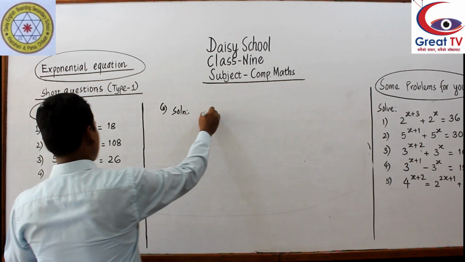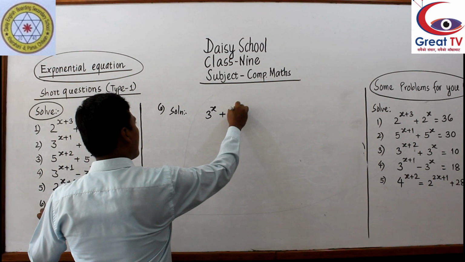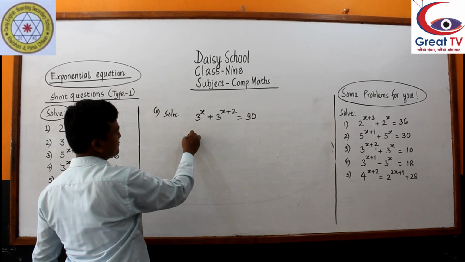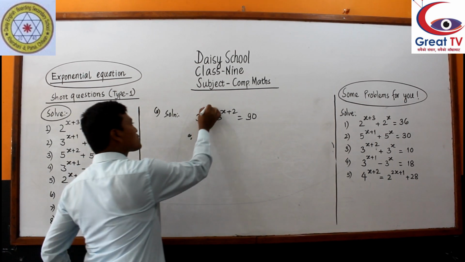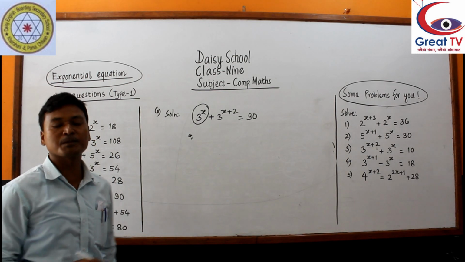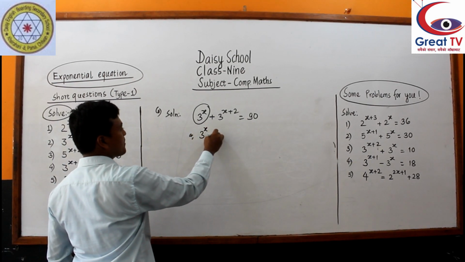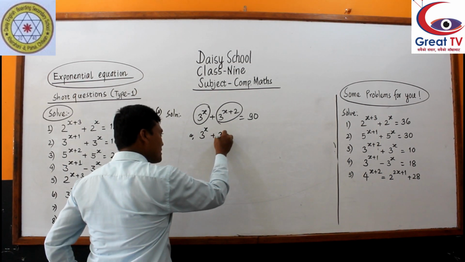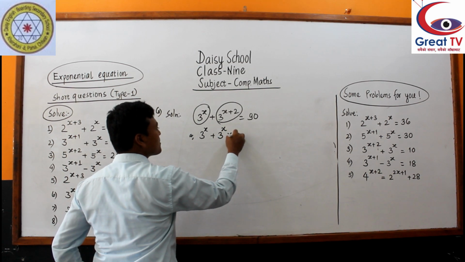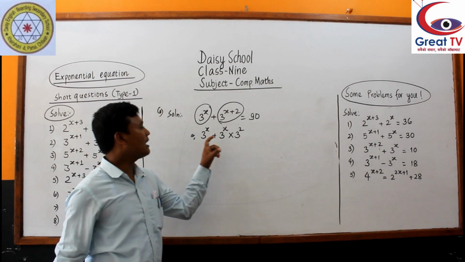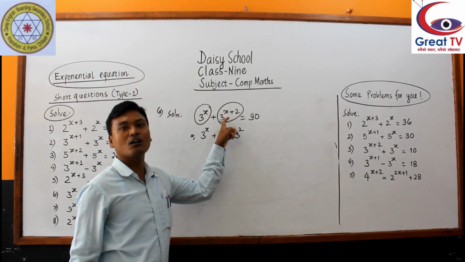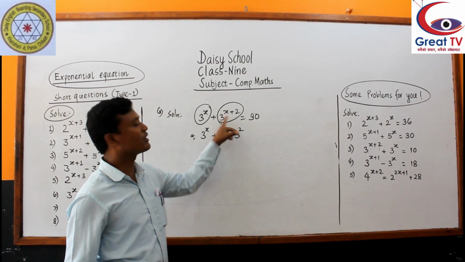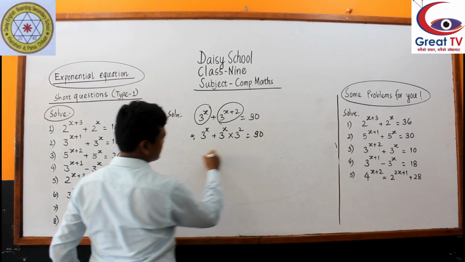Its solution starts: 3 to the power x plus 3 to the power x plus 2 equals to 90. We have a single 3 to the power x here, which cannot be broken, so copy it the same, 3 to the power x plus. But here we have 3 to the power x plus 2, so we break it as 3 to the power x times 3 to the power 2. Because the bases are the same, in multiplication the powers add. Then equals to 90.